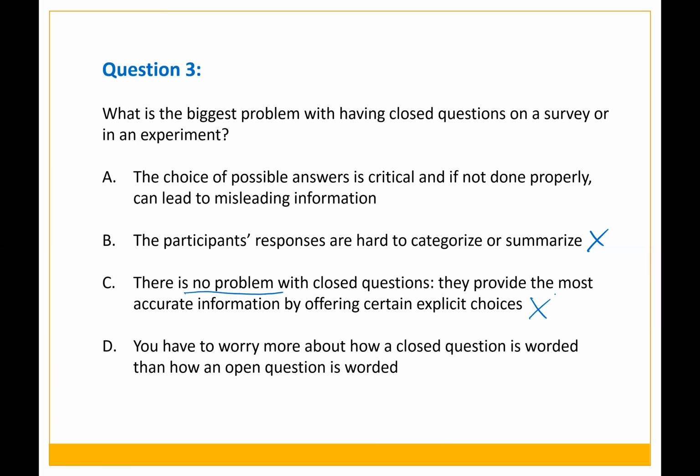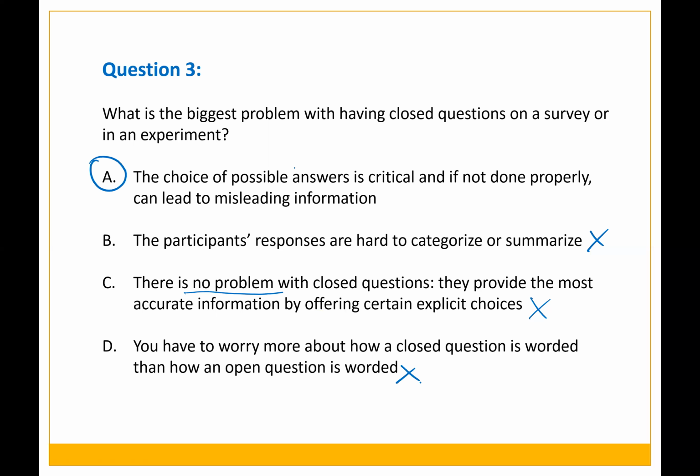D. Do you have to worry more about how a closed question is worded than how an open question is worded? Okay, the thing about open and closed questions is that closed questions give you choices to choose from, and open questions allow you to answer whatever you want. So it's not a problem of how they word it. It's about how open you want your answer to be. So D is not the answer as well, and so A is the answer.